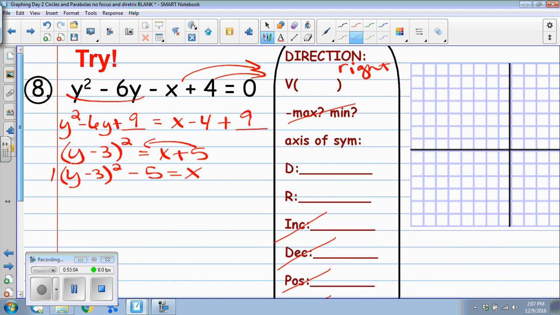So the vertex is the point -5, 3. So 1, 2, 3, 4, 5, 1, 2, 3. And I know it opens to the right. I don't need any other coordinates because it's not a function. The axis of symmetry is y equals 3. The domain, this is where my domain gets broken up. My domain is all of the x's greater than or equal to -5. And my range is all real numbers.